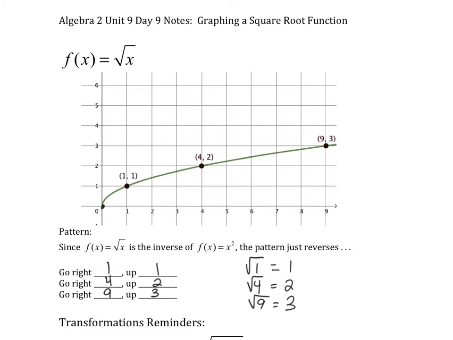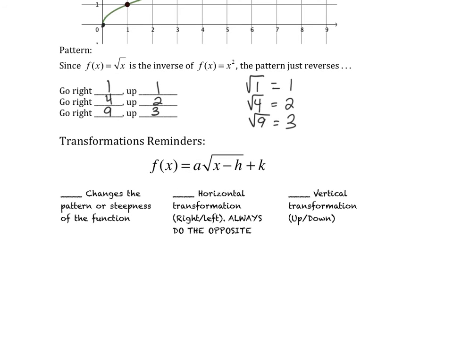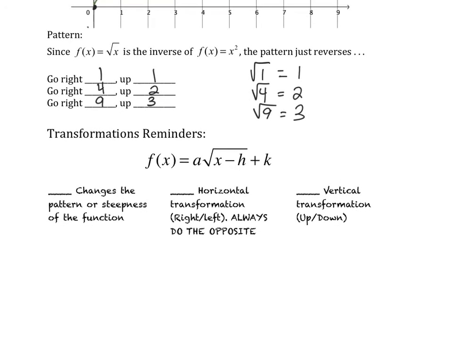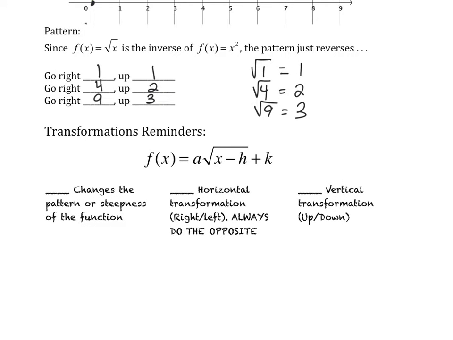Now, when you're graphing the square root function, there's another thing you have to remember, and that's transformations. You've got to remember what each of these numbers means when you see them in a square root function. So I'm going to highlight what each of them is. A, that first number out front of the square root, is what changes the pattern or steepness of the function.